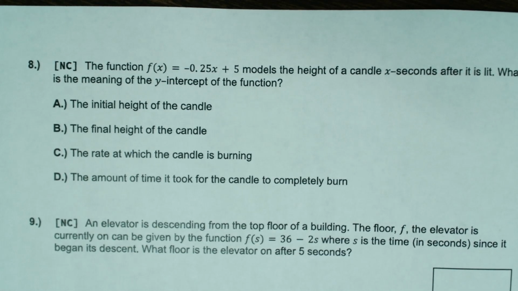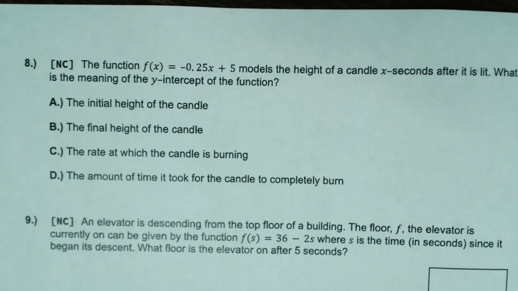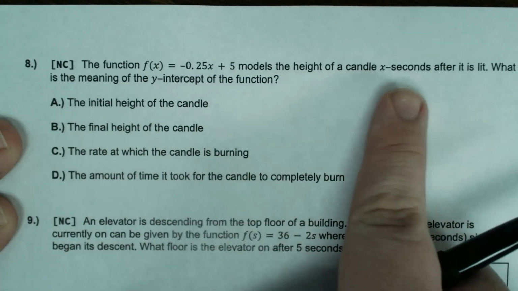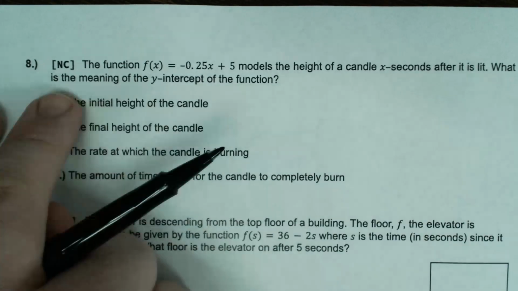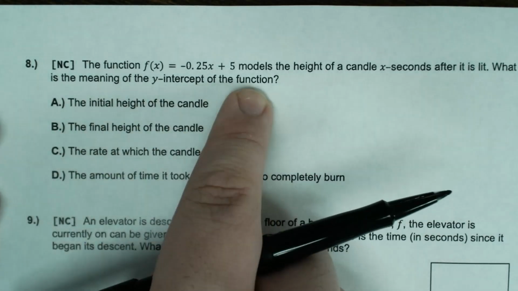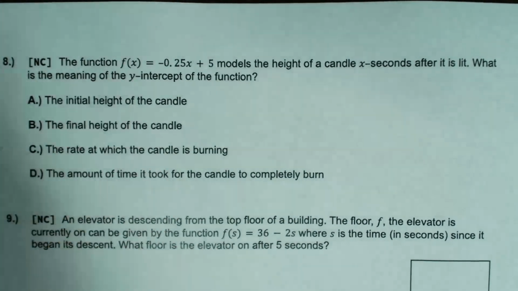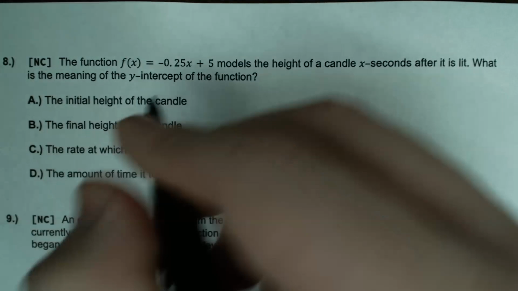So, the function f of x equals negative 0.25x plus 5 models the height of the candle x seconds after it is lit. What is the meaning of the y-intercept of the function? Okay, first off, what is the y-intercept? 5. So the y-intercept is 5.